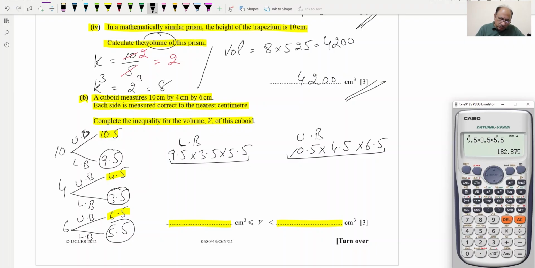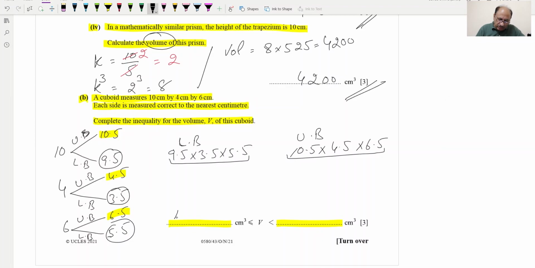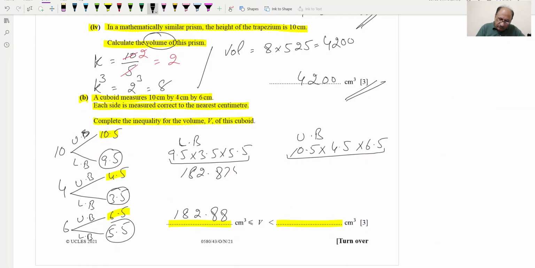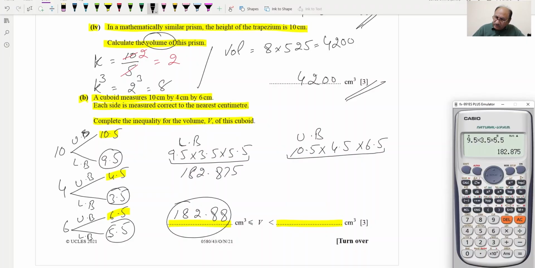So 9.5 multiplied by 3.5 multiplied by 5.5 will be equal to 182.875 basically. So we can write 182.88 as the approximate value, which is approximately the one we have written over here. This is the lower bound, and for the upper bound we can multiply this side as well.